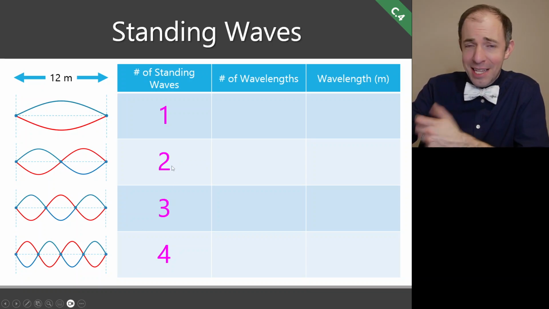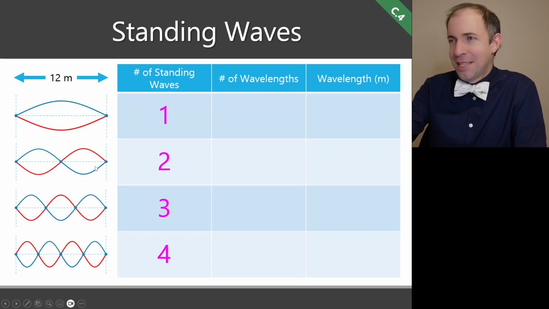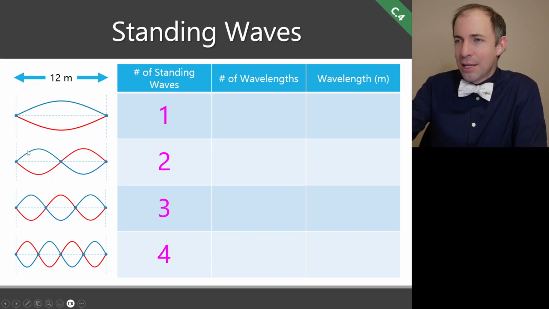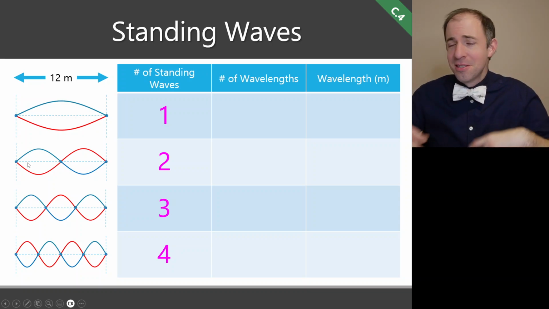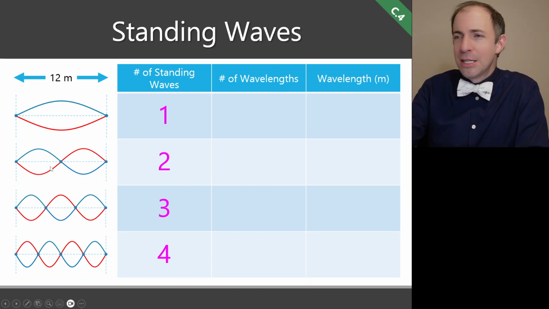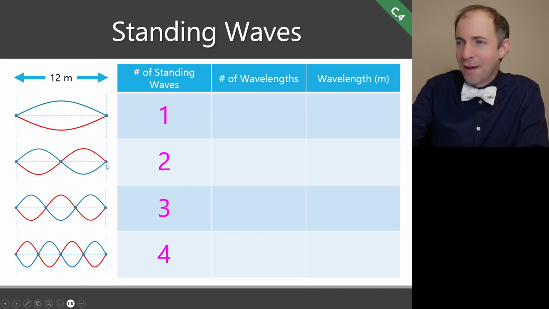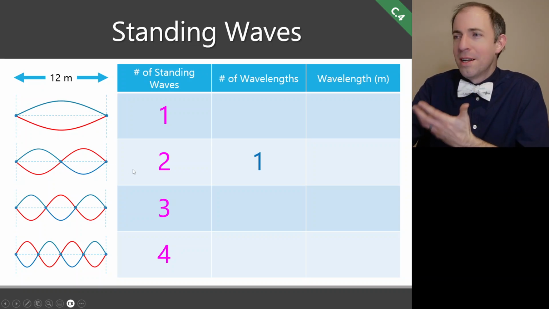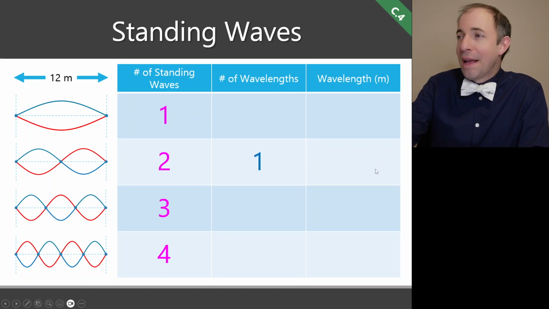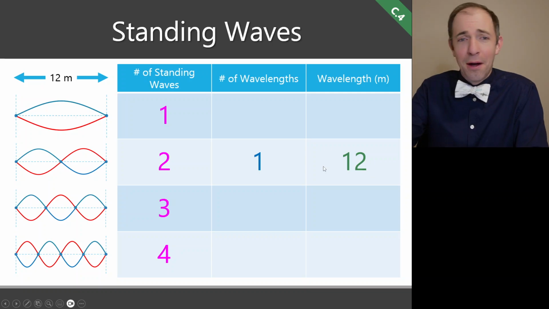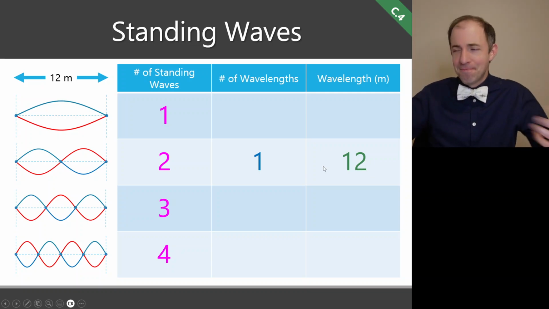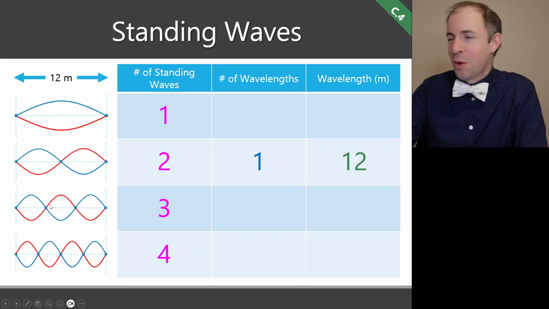The number of wavelengths is not looking at the number of standing waves, but looking at just one side of this. So this is showing the two different positions, but if there was a freeze frame, we would see just the red or just the blue. The blue goes from the equilibrium up to the peak, down to the trough, and back to equilibrium. That is one complete wavelength. If the total distance is 12 meters, the wavelength in meters is 12. We have one complete wave in 12 meters. One wavelength is 12 meters.